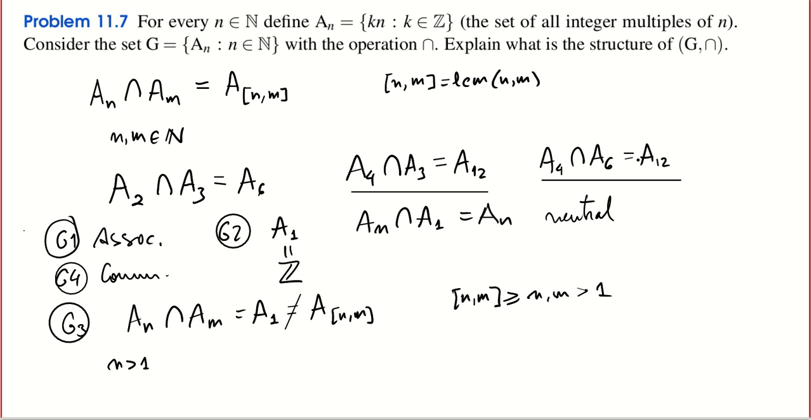So associativity is okay, the neutral element is okay, it's also commutative, but this property here fails. So what we have here is just an abelian monoid. G is an abelian monoid.